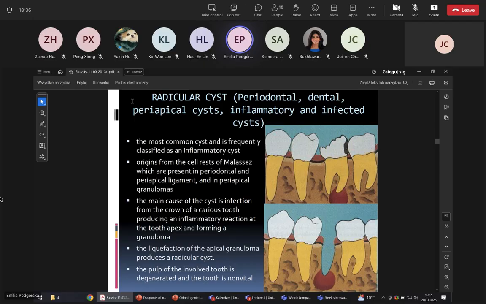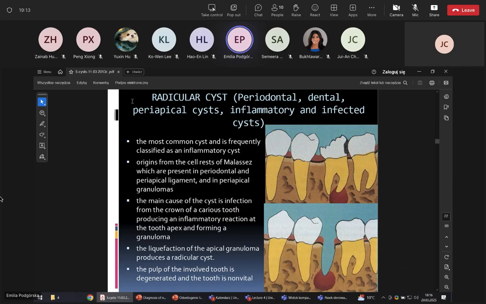The most common cyst, frequently classified as an inflammatory cyst, originates from the epithelial rests of Malassez, which are present in the periodontal and periapical ligament and in periapical granulomas. The main cause of the cyst is infection from the crown of a carious tooth, producing an inflammatory reaction at the tooth apex and forming a granuloma. The epithelial proliferation of the apical granuloma produces a radicular cyst.